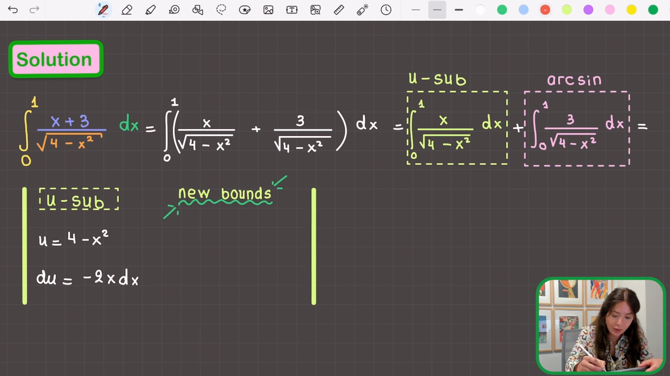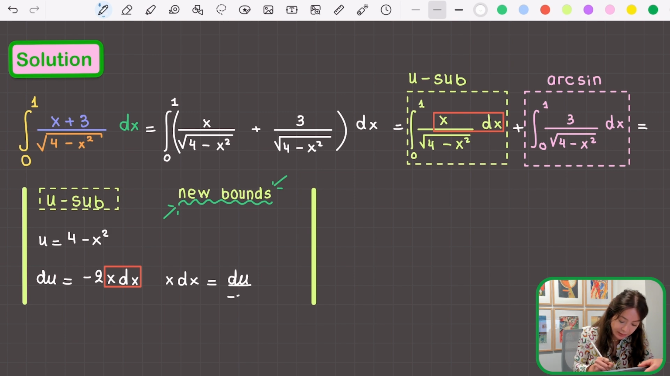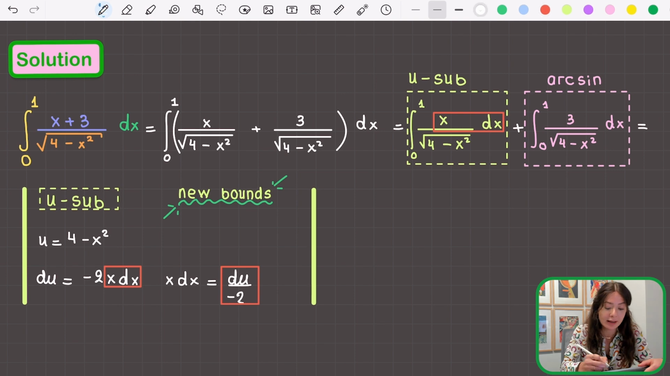I also like to go a step further and separate what I have here. It is not negative 2x dx, I only have x dx. So I'm going to take a little extra step and write that down so that I have it ready. Wherever I see x dx, I will substitute that with du over negative 2. Now I'm going to change boundaries.